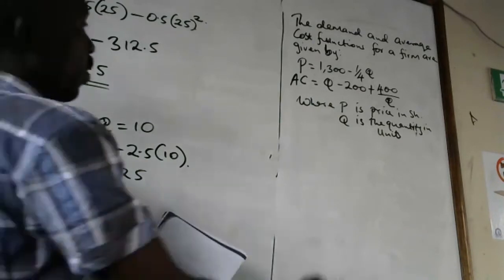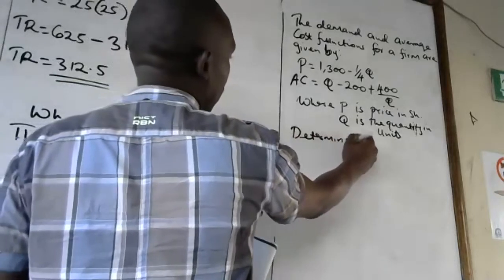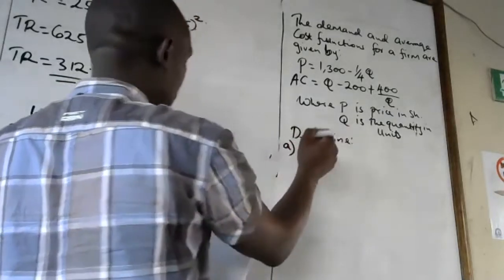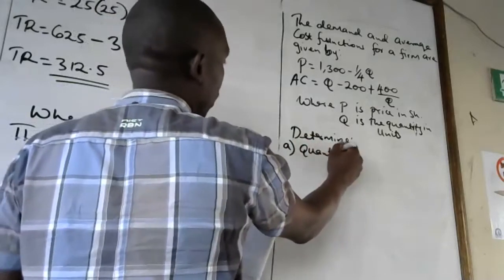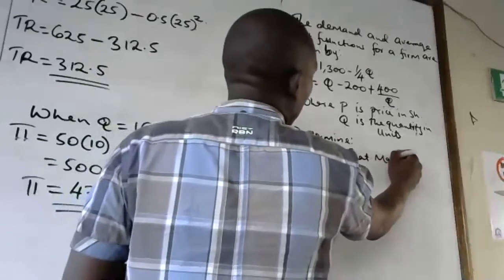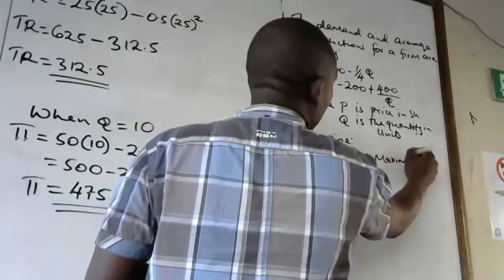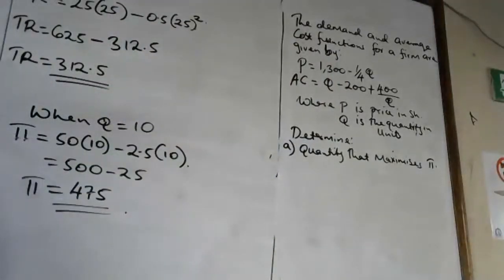Then, whatever you are going to determine here, A, quantity that maximizes profit from the firm. How many units should the company produce and sell for its profit to be maximum?